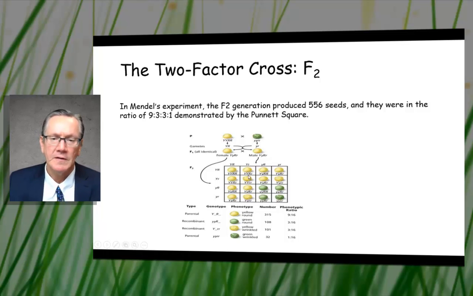So here we see we're actually counting the number of dominant. So we have 9 that have the dominant trait. We have 3 that have the heterozygous, 3 that have the heterozygous, and then 1 that is homozygous recessive. So we end up with the ratio in the F2 of 9:3:3:1. So that is a phenotypic ratio.